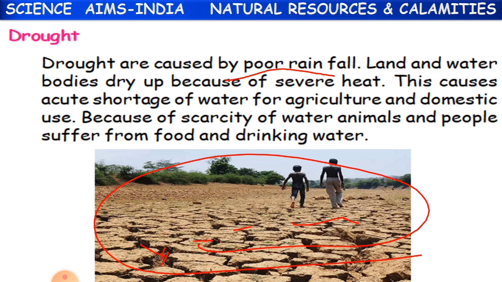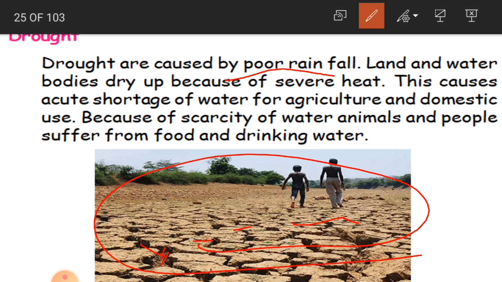Land and water bodies dry up because of severe heat. There is very little rain, and because of that the land and water bodies are going to dry up. Why? As they are getting severe heat, there is only the sun and the heat. They are not getting cooled because there is no rain. So this causes an acute shortage of water for agriculture and domestic use.